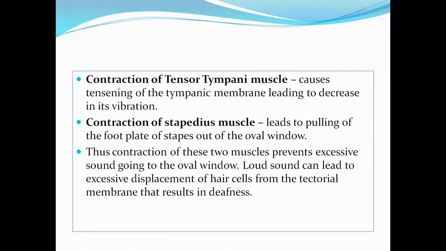and contraction of the stapedius muscle leads to the pulling of the footplate of the stapes out of the oval window. Thus, the contraction of these two muscles prevents excessive sound going to the oval window. Loud sound can lead to excessive displacement of hair cells from the tectorial membrane, which results in deafness.